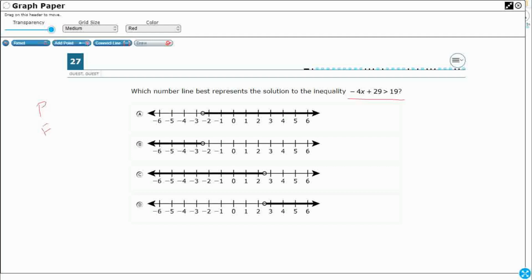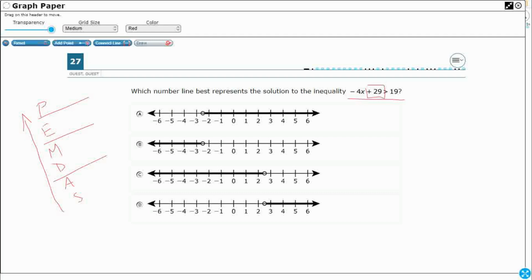Well, what we do is reverse PEMDAS. All right, so when we're trying to simplify an expression, we go from the top down. But when we're trying to isolate a variable, we go from the bottom up. So we're looking at addition or subtraction. I want to get this x by itself. And so I've got this plus 29 right there.